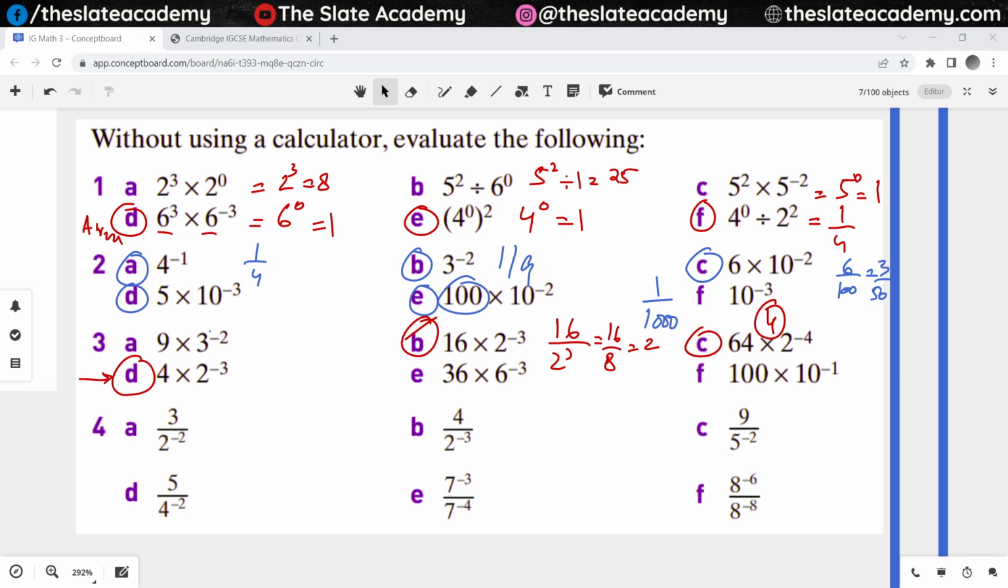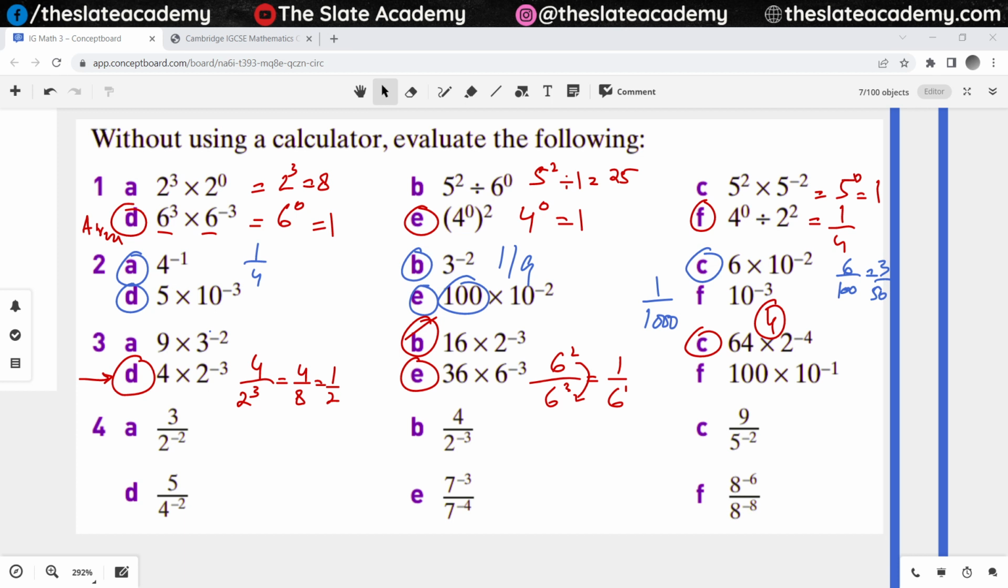3D. All right. Miss Noor, question number 3E. Yes, please. 1 over 6. So 36, I can write it as 6 squared. And 6 to the power minus 3, I move it to the denominator, it becomes 6 cubed. Then if I move this 6 squared to the denominator, its power will become negative. So 6 cubed multiplied by 6 to the power minus 2 will become 6 to the power 1. So in the denominator, I have 1 over 6 to the power 1 or 1 over 6.